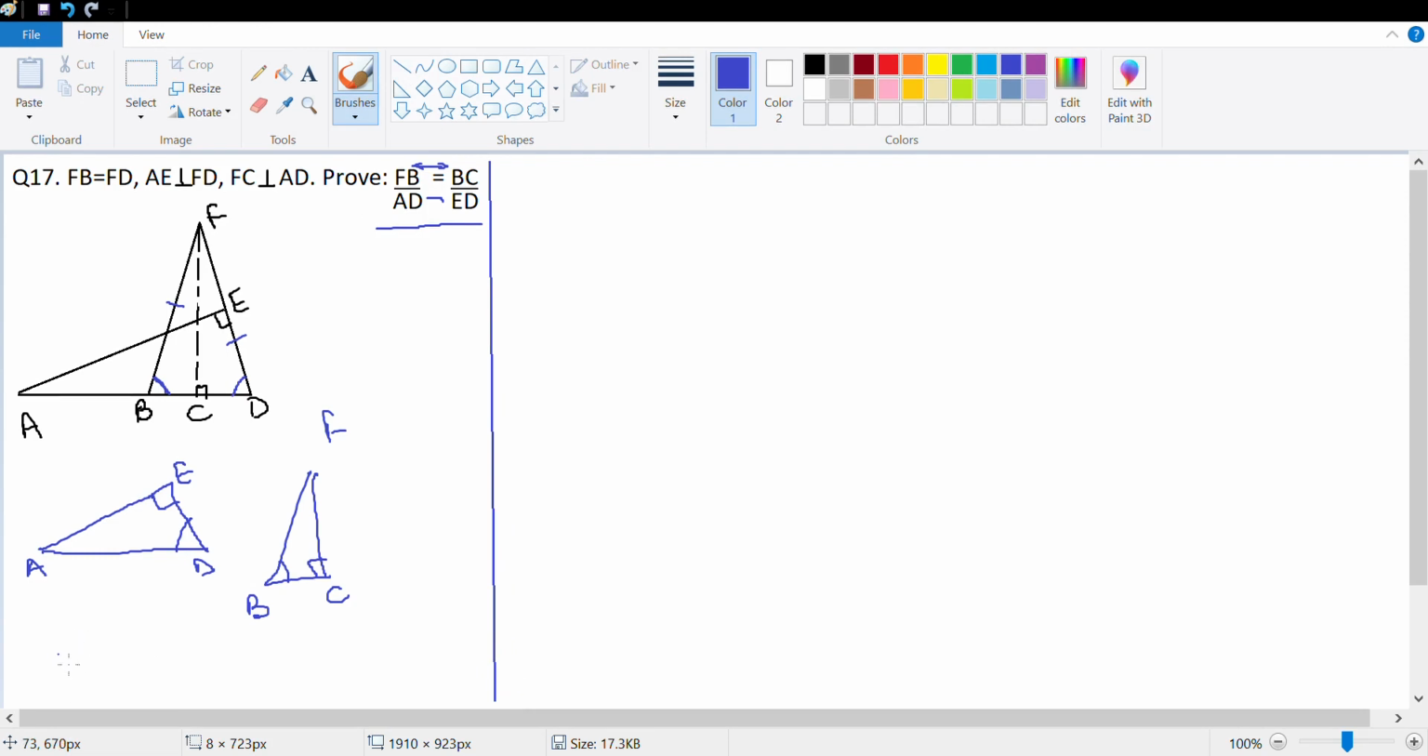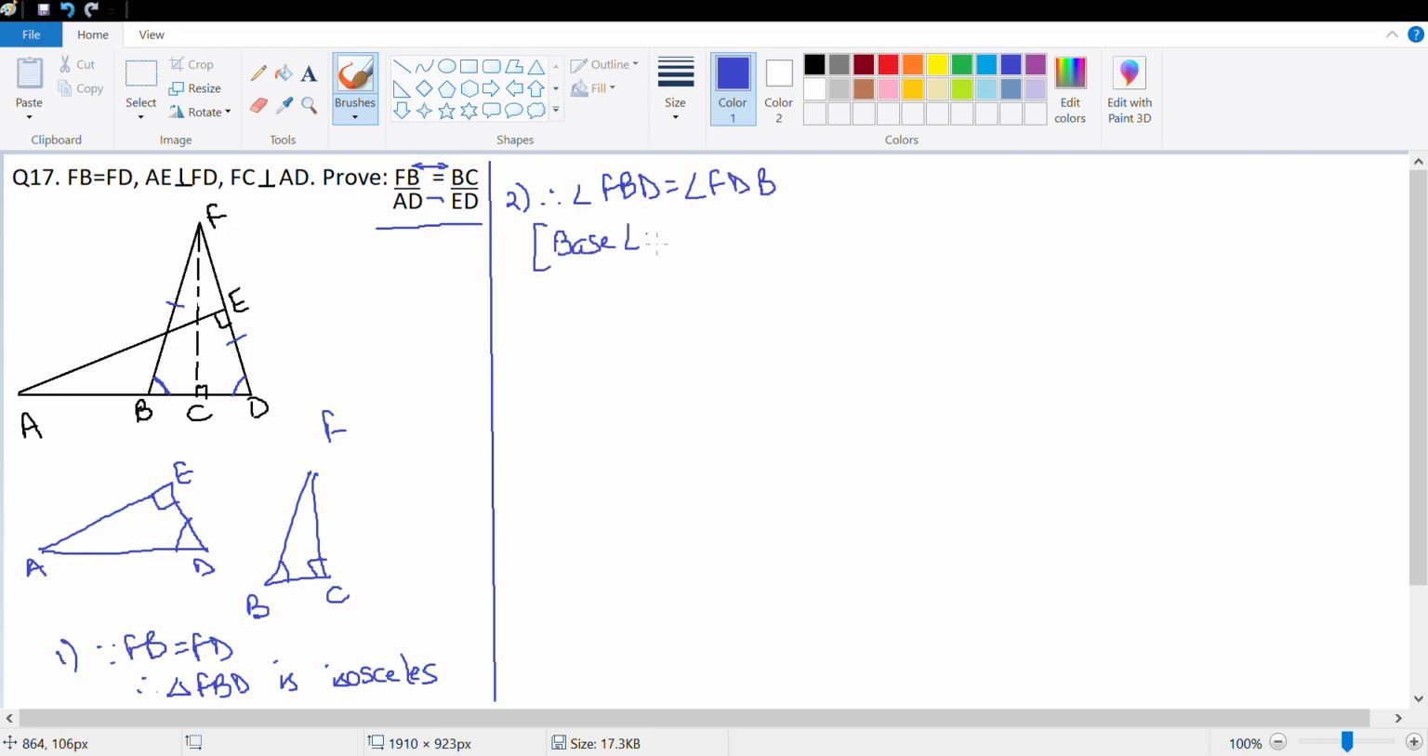So let's write this. Since FB is equal to FD, therefore triangle FBD is isosceles. What this gives me is point number 2. Therefore, angle FBD is equal to angle FDB. These are base angles of an isosceles triangle.